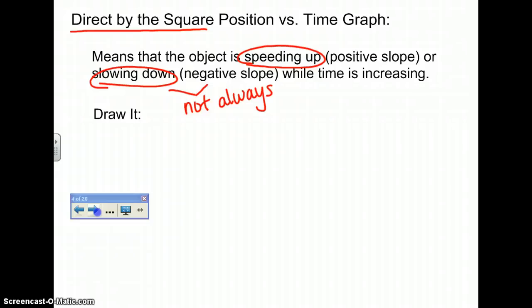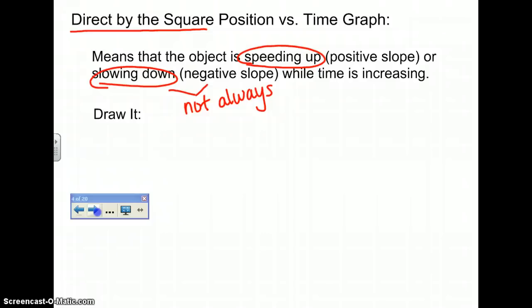So if we're talking about displacement, I need to know how far and in what direction. Because you're speeding up in the negative direction, that would be a negative slope, right? Positive and negative. But if you were speeding up in the positive direction, then that would be a positive slope. What if you were slowing down in the negative direction? If you were slowing down in the negative direction, then eventually you would see a positive slope.